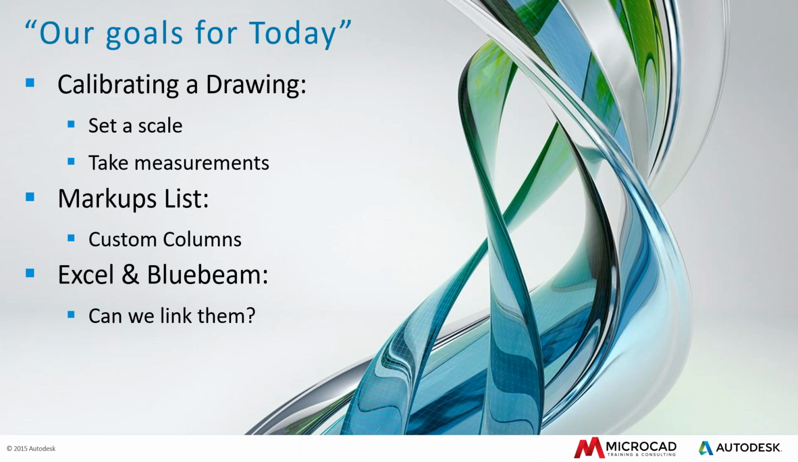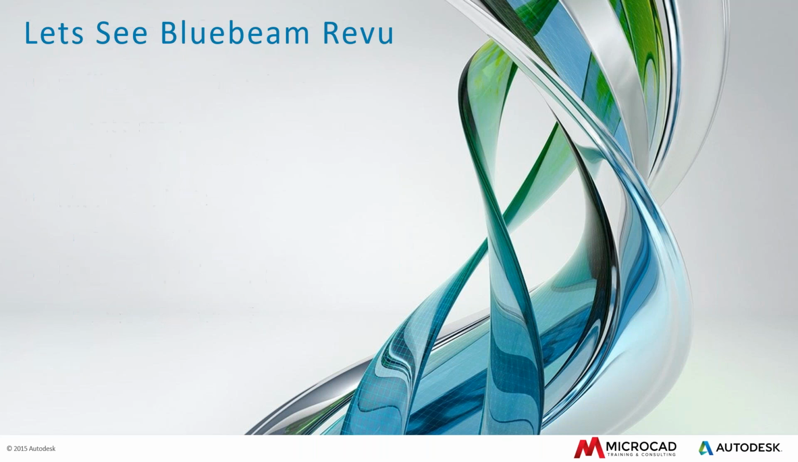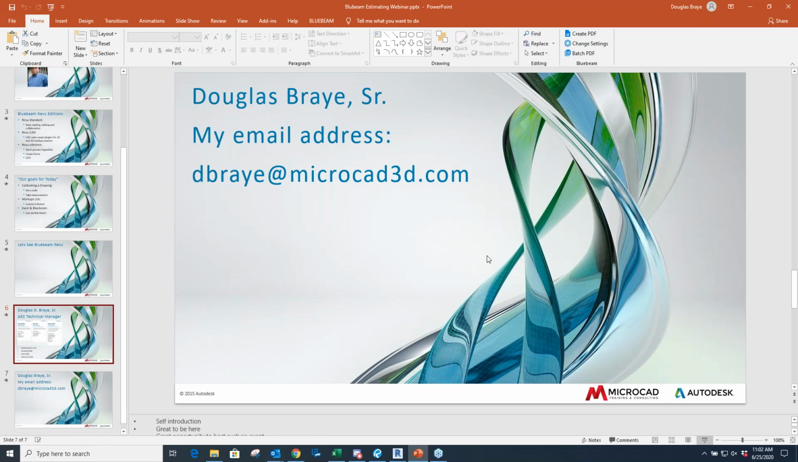So again, our goal today is for me to show you some of the features here. One of the first steps I want to show you, when you have a PDF open in Bluebeam, is to set a scale. We're going to take a measurement, and then we're also going to look at custom columns under the markup list, and also take a look at whether there is a possible way to link our PDF document to an Excel file. So let's get started.